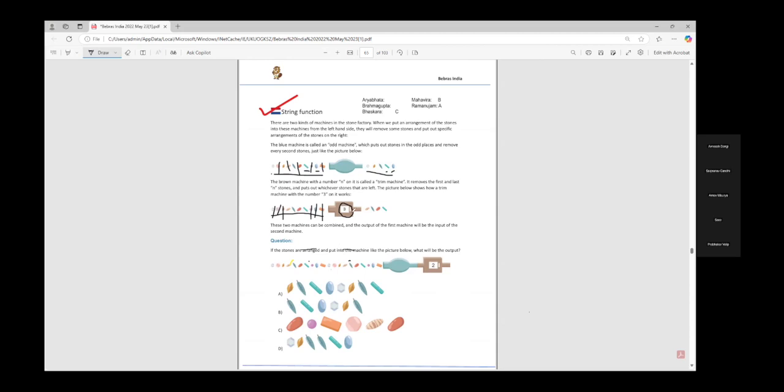These two machines can be combined, and the output of the first machine will be the input of the second machine, right? So when we are solving this question, whatever is the output from here then goes into here. So now we have to find out what the output in the end looks like. So try solving this for this machine right here and find out which option is right.